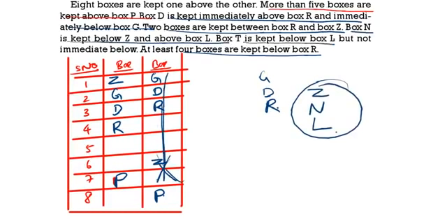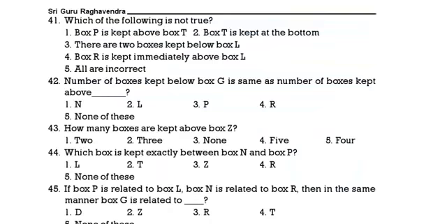T is kept below L but not immediately below. So you can take like this. This is N, this is L, this is T. So this is the correct arrangement. Now come to the questions.